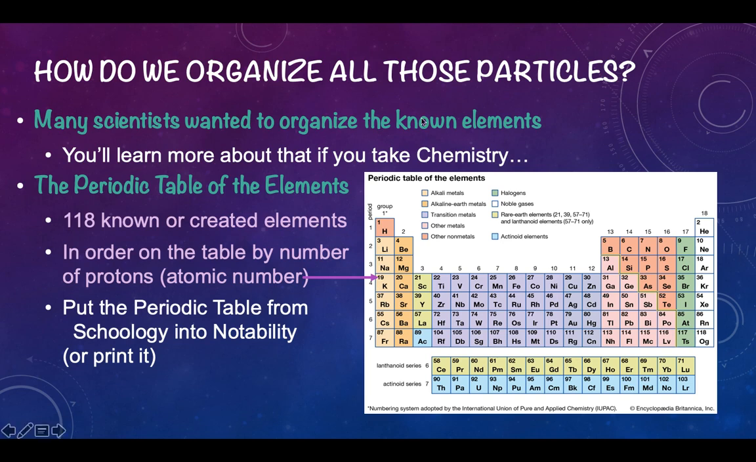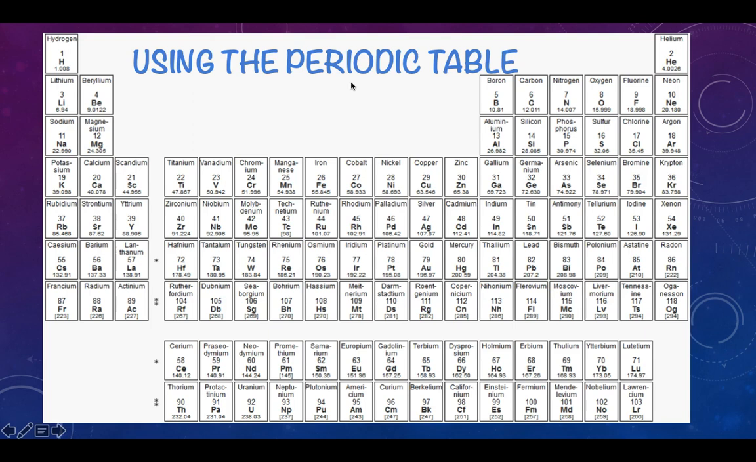So the way that we organize the elements or atoms is by the periodic table. And other than atomic number, there's one other piece of information we'll use for now. We'll learn lots more about other parts of the periodic table in chemistry and maybe even a little bit in biology. But for now, when we use the periodic table, here's what I want you to know.